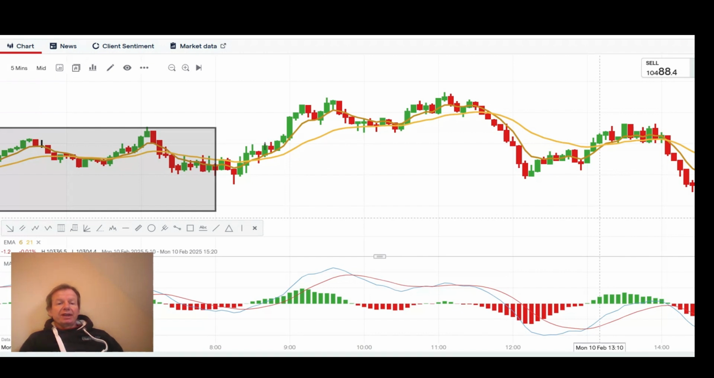And then when the price breaks out either side of it, you either go long or short. It's as simple as that. It sounds too good to be true, but it does work. But I've added some modifications to it.